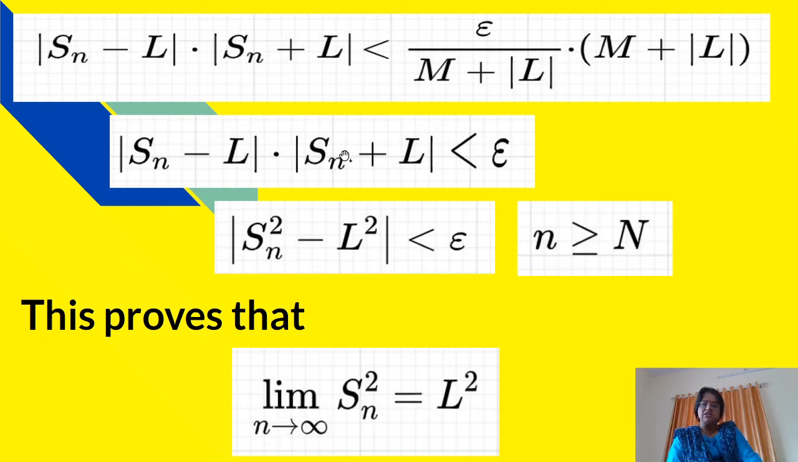Now on the LHS there is a product of modulus of Sn minus L into Sn plus L, which is Sn square minus L square, and therefore modulus of Sn square minus L square is less than epsilon, where n is greater than or equal to N. This proves that limit of Sn square is equal to L square as n tends to infinity.